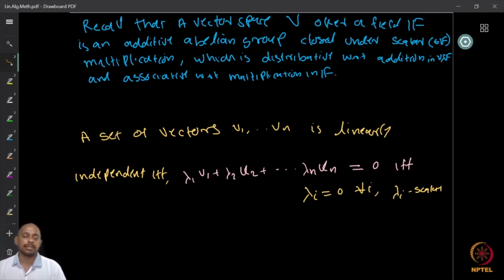You must have seen several examples of vectors and vector spaces in linear algebra related courses. A set of vectors, let's say v1 to vn, is said to be linearly independent if and only if, let us take the scalars lambda 1, lambda 2, etc., then lambda 1 v1 plus lambda 2 v2 plus etc. plus lambda n vn is equal to 0, right? So there is a zero relation between these vectors if and only if all the lambdas are 0. If at least one lambda is non-zero, you will not be able to get the 0 vector.